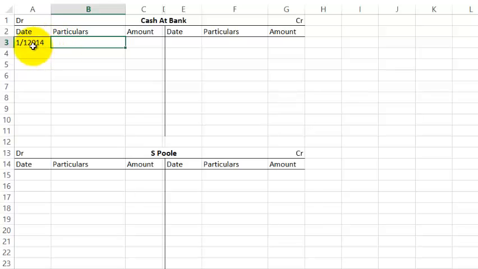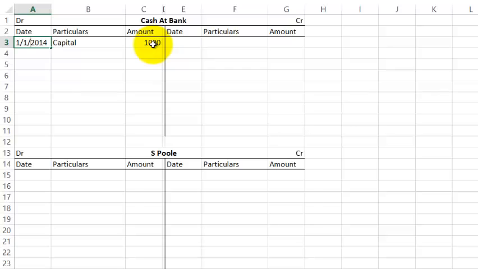Oops, I didn't put that in properly. Let's say it was introduced by the owner, so it's capital, $1,000. So there's one entry that we make. So you can see that on the 1st of the 1st, 2014, we introduced $1,000 worth of cash into the business that went to the cash at bank account.